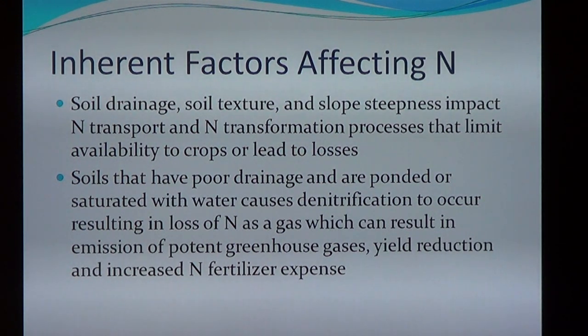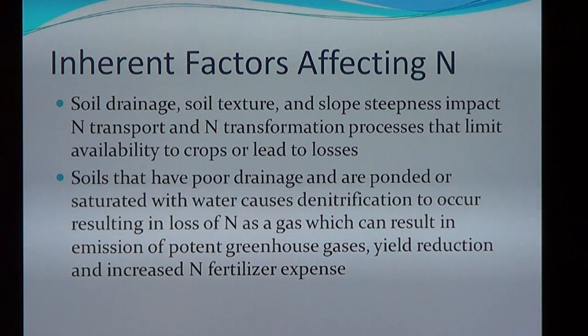What sort of inherent factors are affecting the nitrogen in the soil, though? Soil drainage. Well, it always relates to water, right? So soil drainage, soil texture, which will affect your saturated hydraulic conductivity going on underneath the ground. Soils that have poor drainage and are ponded or saturated with water can cause denitrification to occur. That results in a loss of nitrogen as a gas, which results in emission of potential greenhouse gases and yield reduction. It also increases your expense, right? The bottom line, the dollar, it costs more because you have to add more nitrogen, which is getting more and more expensive by the day.